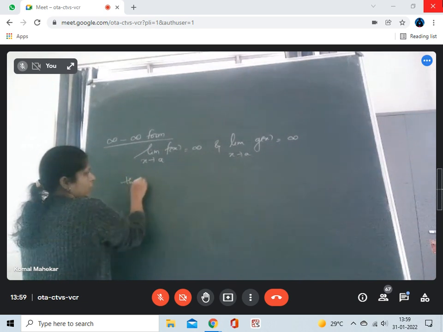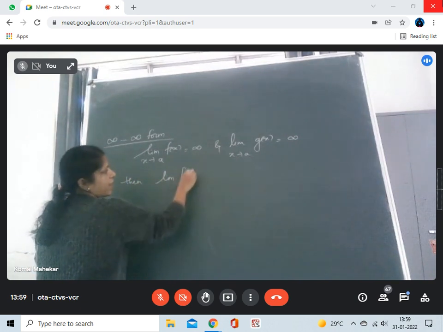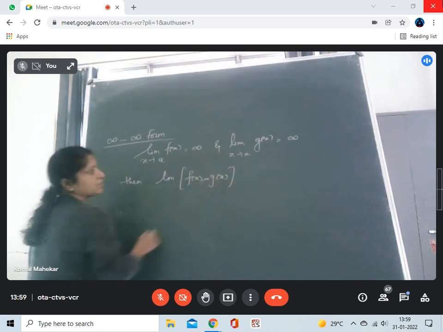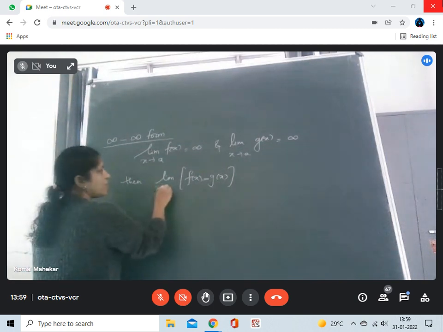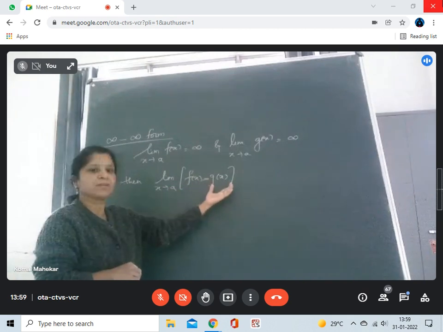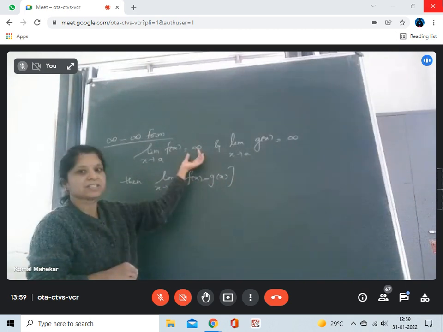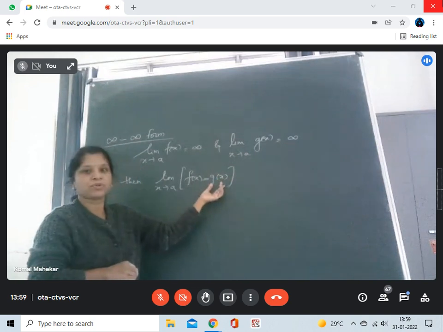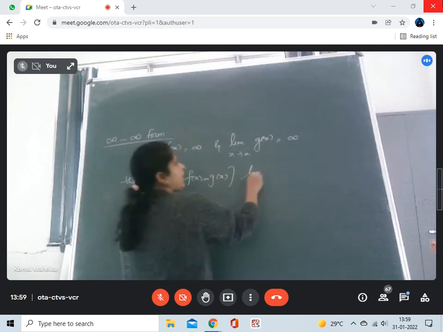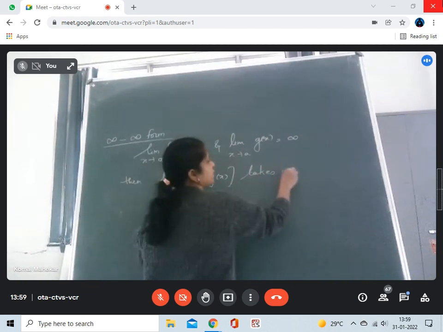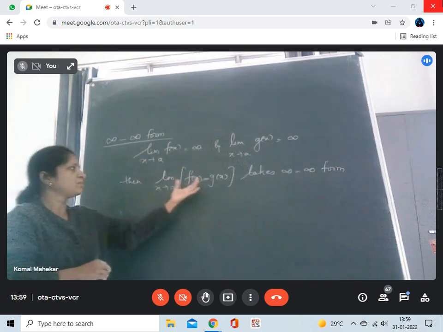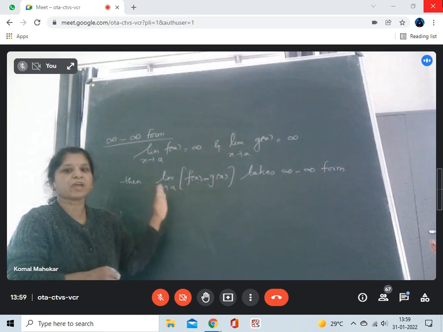Then limit of the function f(x) minus g(x). If you take subtraction of these two functions and then apply the limit as x tends to a, then this will be limit f(x) minus limit g(x). So what is limit f(x)? That is infinity. Limit g(x), that is also infinity. So this limit f(x) minus g(x) as x tends to a takes the form infinity minus infinity. Okay. Subtraction of these two functions takes the form infinity minus infinity.